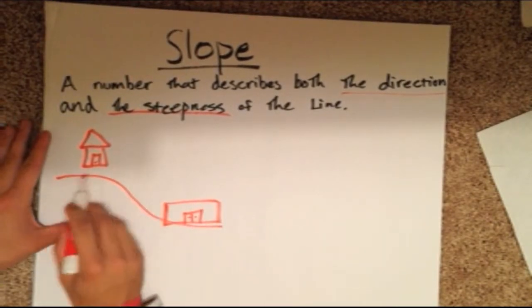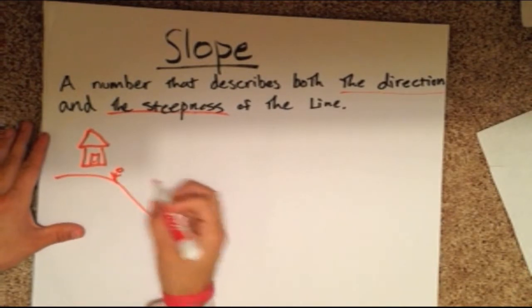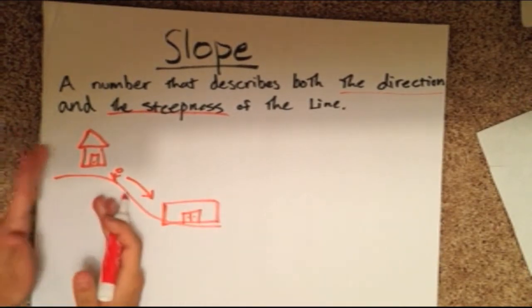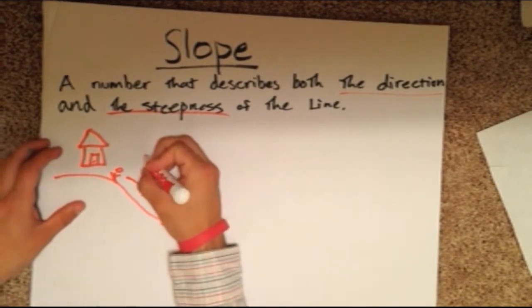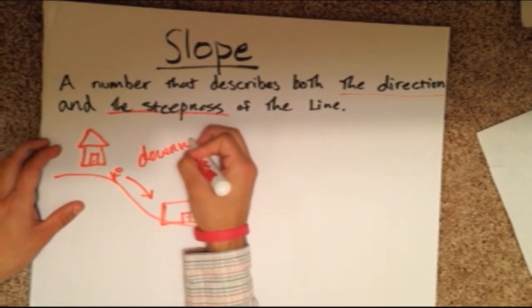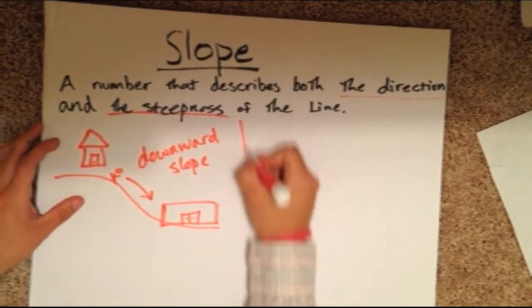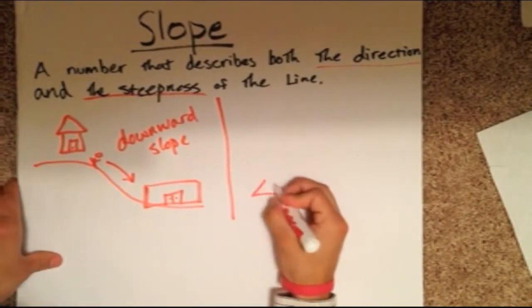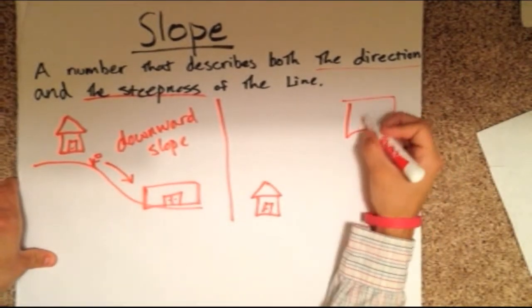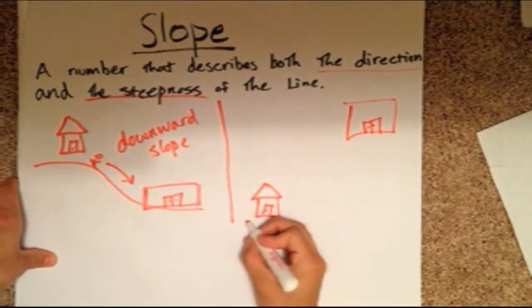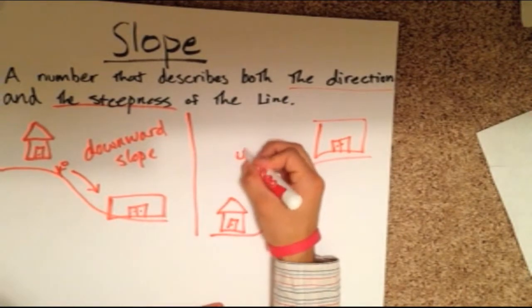To get to school in the morning, you have to walk down a big hill. What direction are you walking in? You're walking in a downward direction, correct? So this would be a downward slope. Now, pretend you move houses. Now you move to a house that's down here, and your school is up here. So every day you have to walk up this big hill. Well, this slope would be in an upward direction.